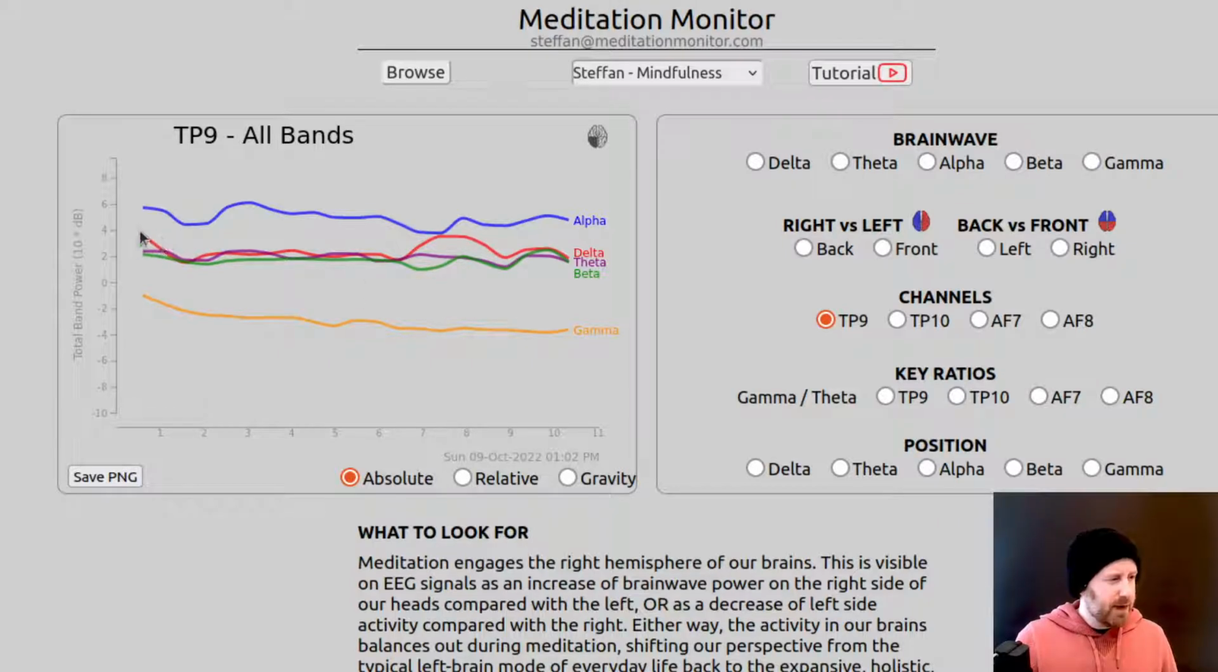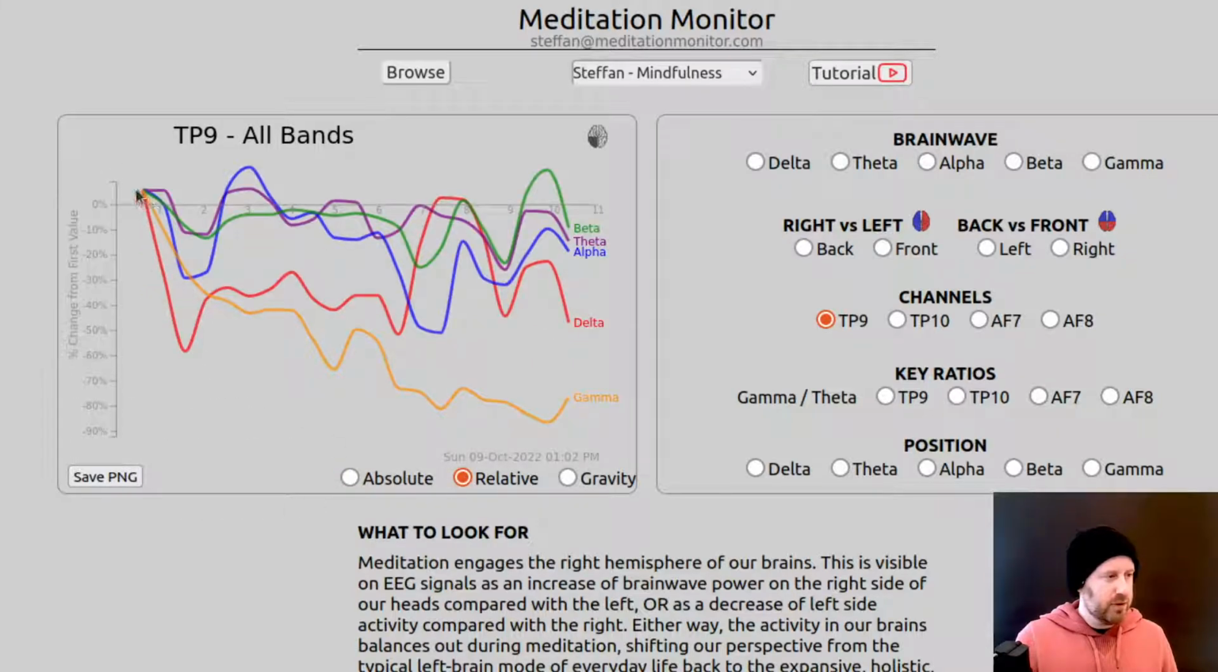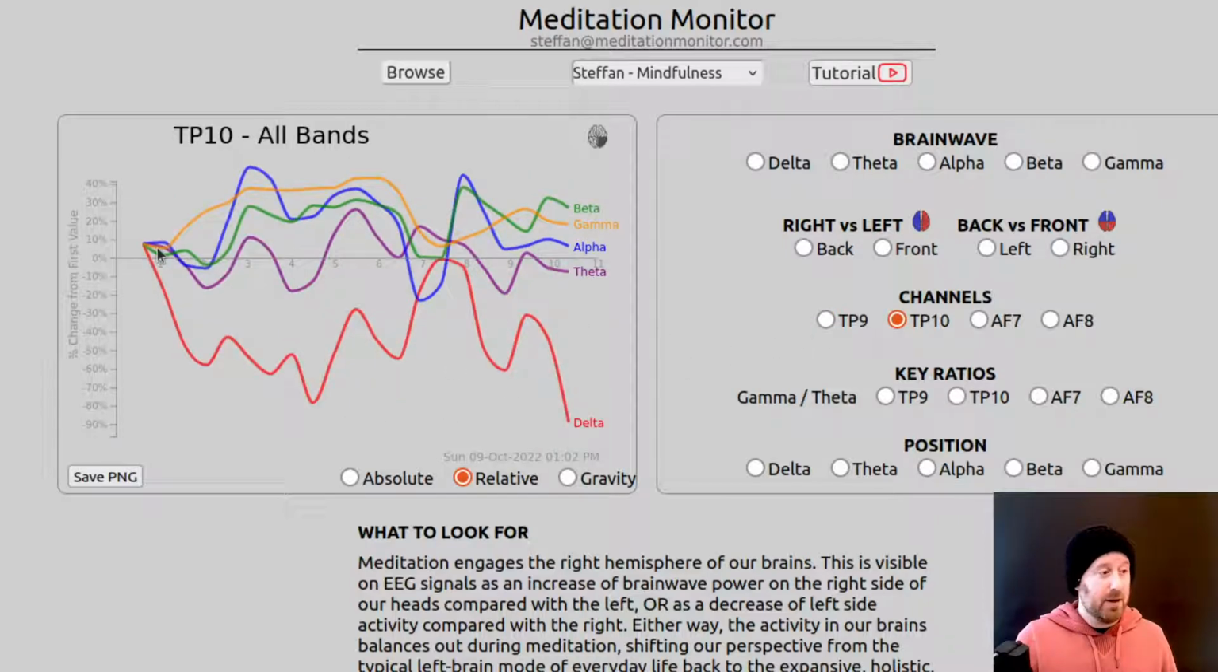Same with delta, I guess, at the beginning there. The relative chart shows how much each band changes from its starting value. So if this is going down, it says, looks like it ends up at negative 80%. That means that at the end of the session, gamma is 80% lower than when it started. If on a different channel it goes up, that means at this height here, gamma was 40% higher than when it started. Again, let's look at the absolute chart.